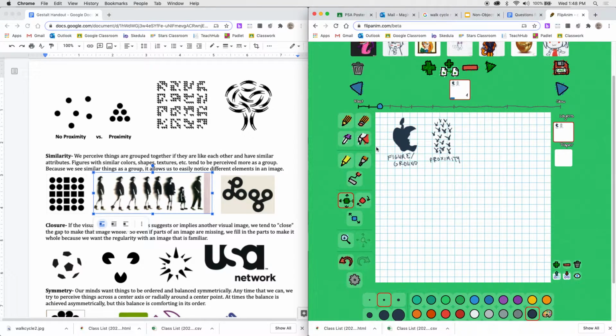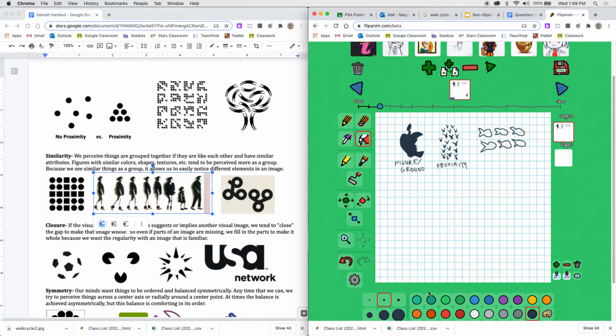Let's say I was using fish as an example. I could draw out a fish shape, and then I could draw out another fish shape. Because they're similar, I start to group these things together. I start to group these because they are similar in shape and size, and also, in this case, color. So we're starting to group them. You can see it's very much like proximity, but let's say I did this.